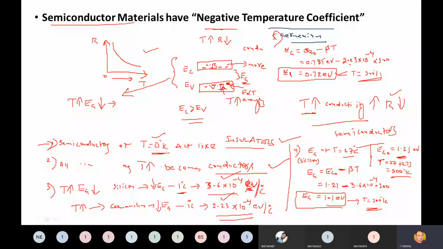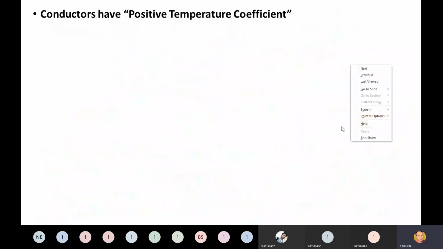Next, similarly, these are about details about semiconductors. Next, come to conductors. Conductors, I told you already. We are learning about energy band gaps, energy band theory. So let us learn about conductors. Here, the energy gap we are learning.